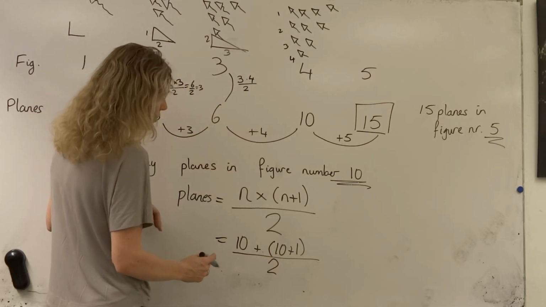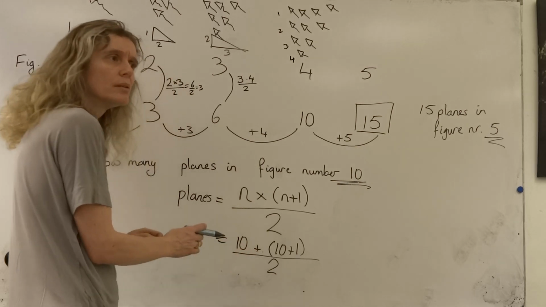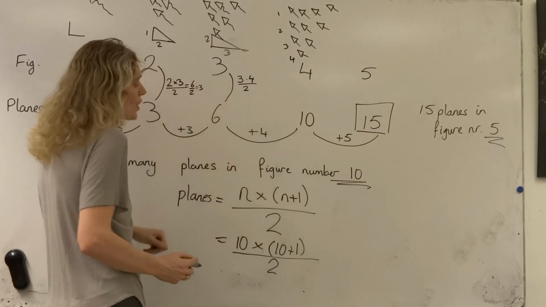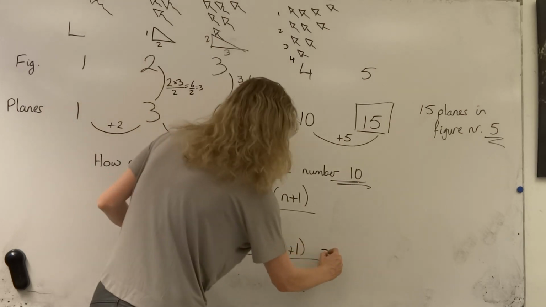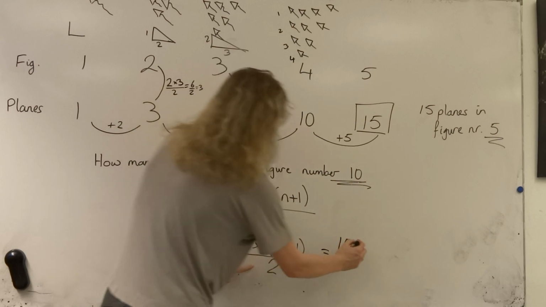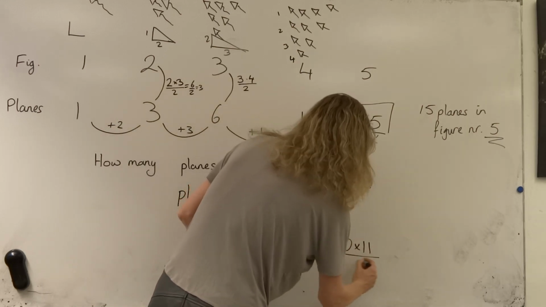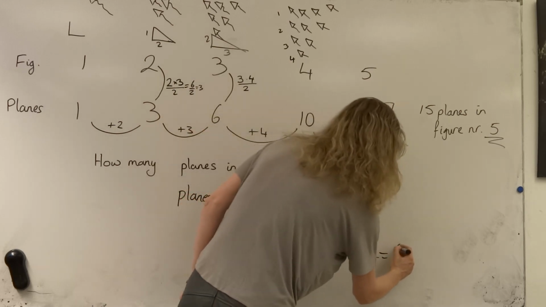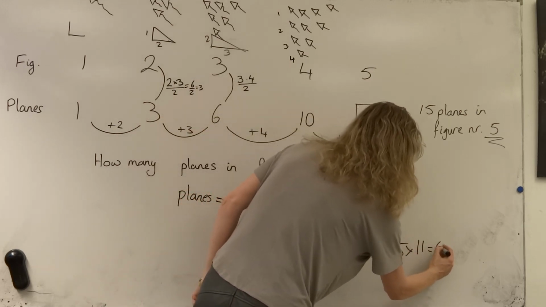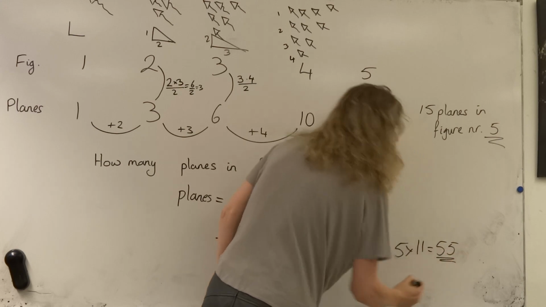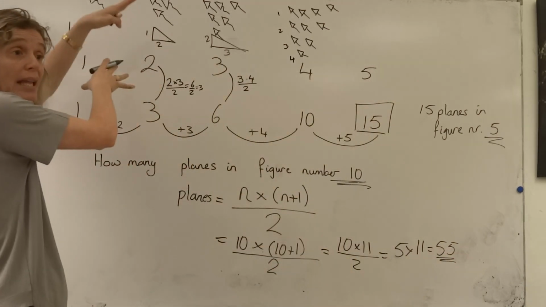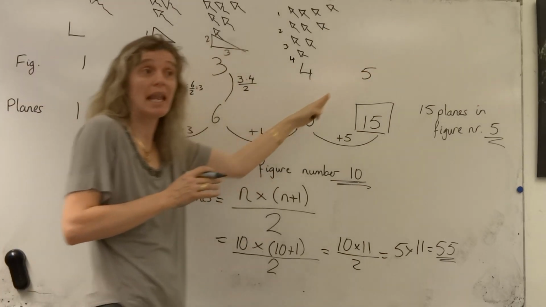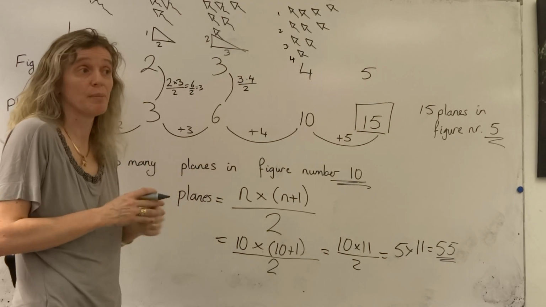It's times, not plus. So here we get 10 multiplied by 11 divided by 2. Well, 10 divided by 2 is 5, so it's easier to get 5 times 11, because we know that is 55. So there would be 55 planes flying in formation if we were to have 10 planes in the last row, or figure number 10.